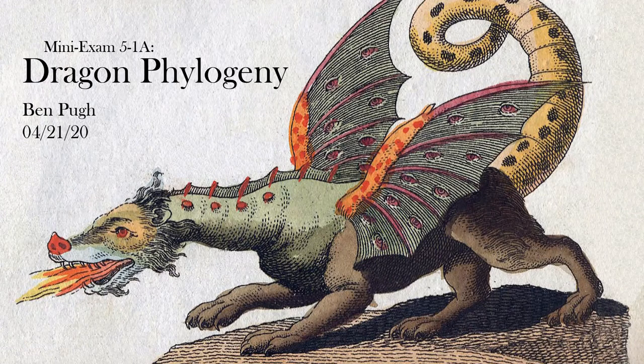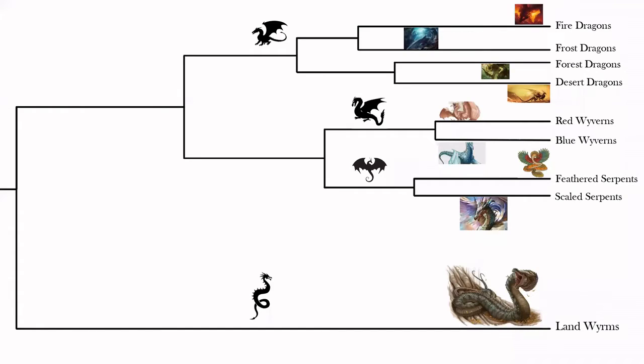Okay, so today I'm going to look at an example of a phylogenetic tree, how it's organized, what the components of it are, and to do this I'm going to use different species of dragons. So here's our basic phylogenetic tree.